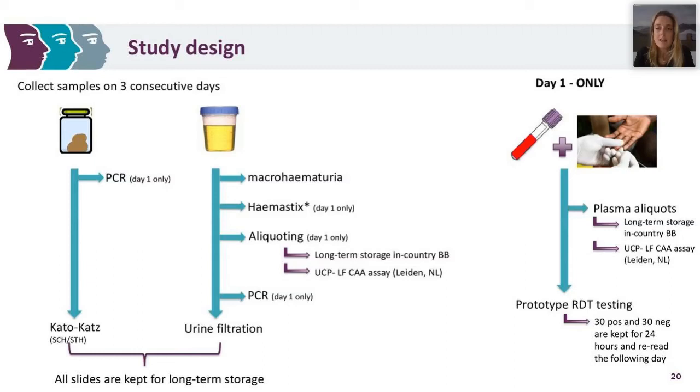RDT, and then an aliquot of all the blood samples will be sent to Leiden University to be tested by the UCPLF assay, as well as aliquots from the urine as well. And a subset of RDTs will be reread 24 hours later, as it is one of the key attributes of the TPP for stability of the result.